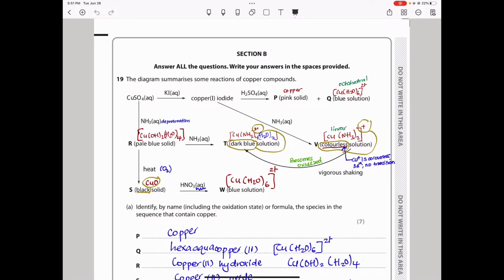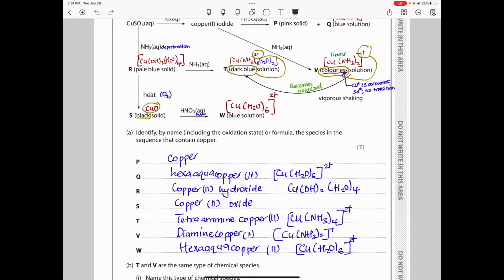Another thing you need to know is when you see a dark blue solution, in your textbook sometimes they say the blue solution, that is because a ligand substitution reaction has occurred. So basically ammonia ligands have been attached to the species we're looking at. So this one here is going to be a ligand substitution reaction. And then this one here, if you have copper 1 converting to copper 2, that could be oxidation.